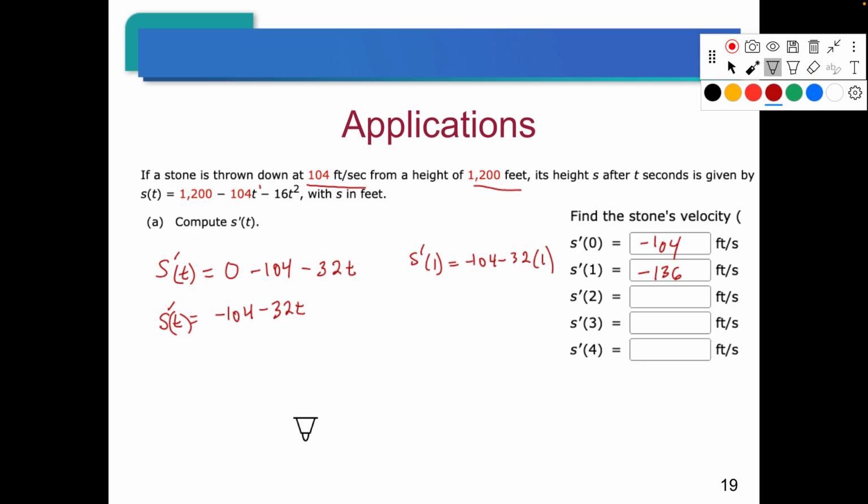So at 1200 is where I start. I'm on some cliff. I throw it down. That's where it crosses the x-axis. That's where it hits the ground. I just need to find that.